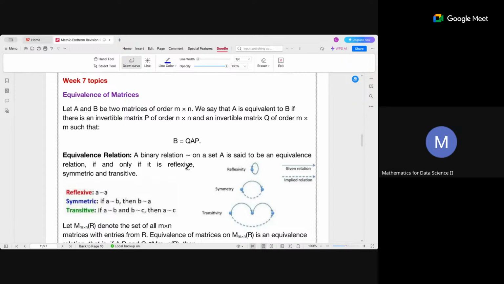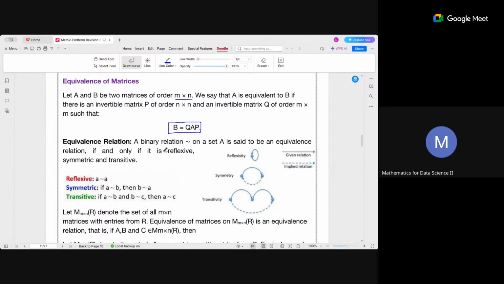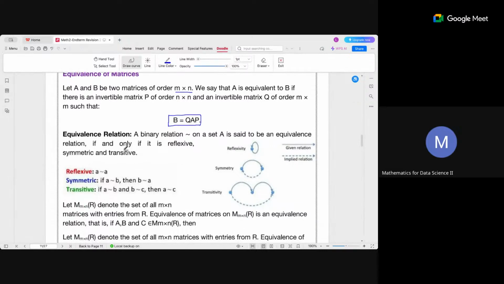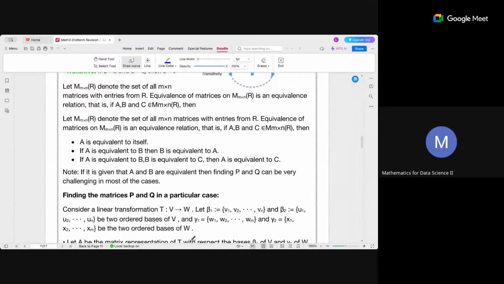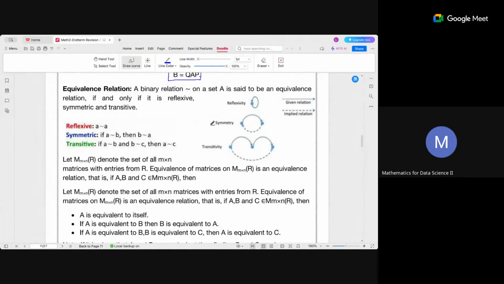So here, the first topic, equivalence of matrices. So 2 matrices A and B. Equivalence of matrices is for any rectangular matrix. Both matrices, first of all, should be of the same order. We call them equivalent if there exist invertible matrices P and Q such that B is equal to QAP. We have seen in our live sessions of week 7 that this is an equivalence relation. I'm not going to explain this part here, as it is already explained completely, but you should know that this is an equivalence relation.